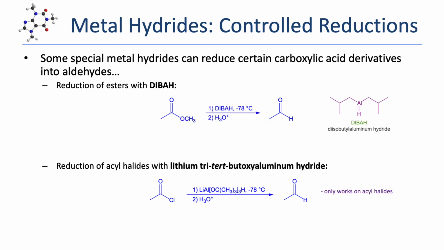Another special hydride donor is lithium tri-tert-butoxy aluminum hydride. This reagent can be used to selectively reduce acyl halides to give aldehydes. In this example, we see acetyl chloride reduced to acetaldehyde using this reagent.